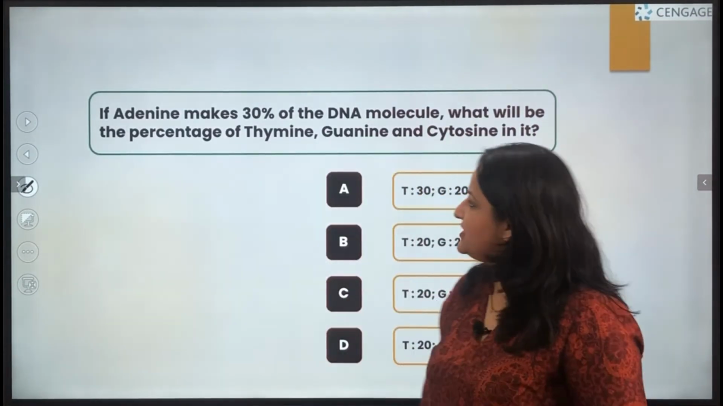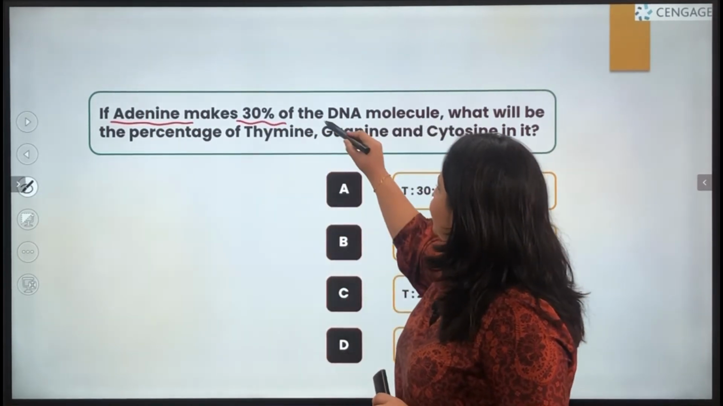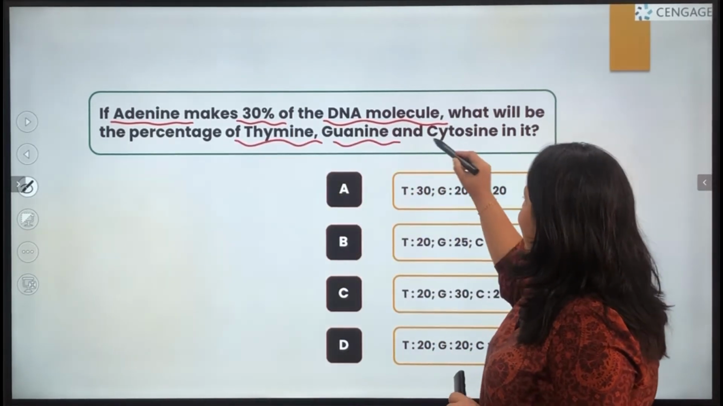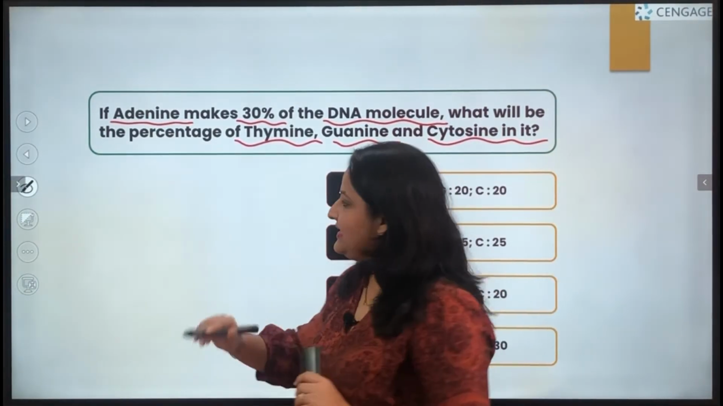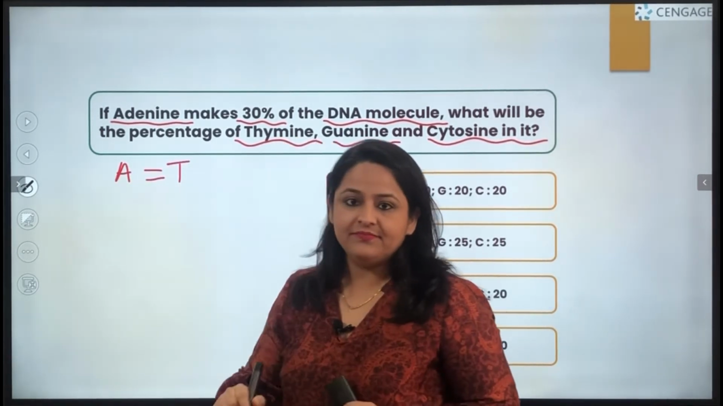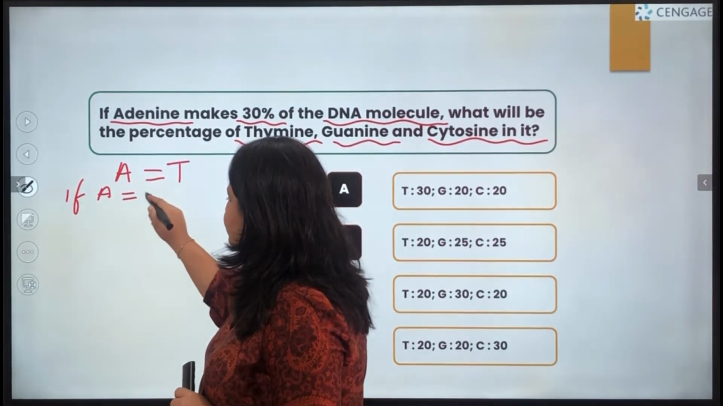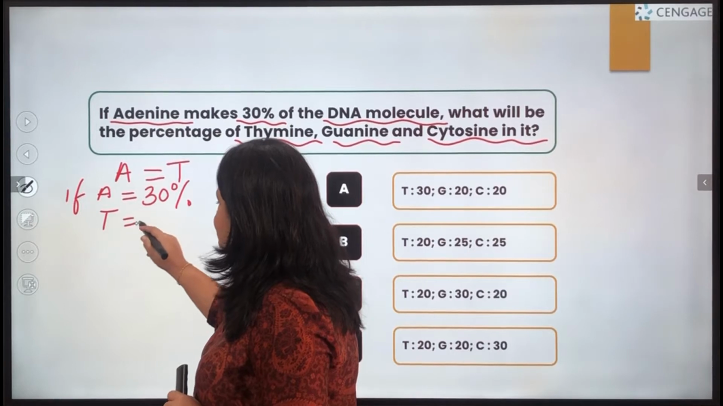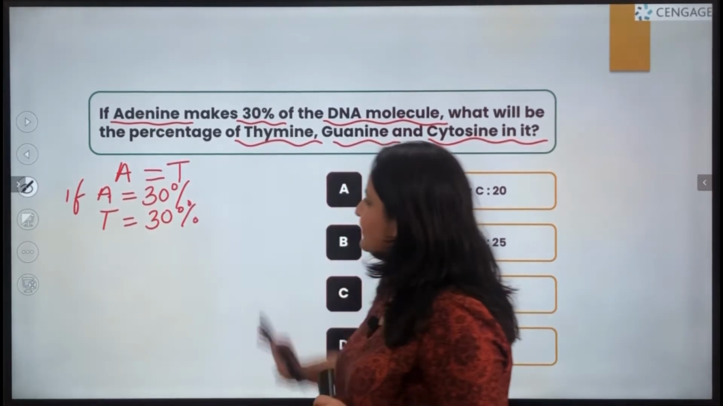Now, let's come to the next question. Here they are asking, if the adenine makes around 30% of the DNA molecule, what will be the percentage of thymine, guanine and cytosine in it? So now by studying the Chargaff rule, we know that the amount of adenine is always equal to the amount of thymine. So if adenine is equal to 30%, then definitely we can say that thymine is also equal to 30%. So adenine is 30 and thymine is also 30.